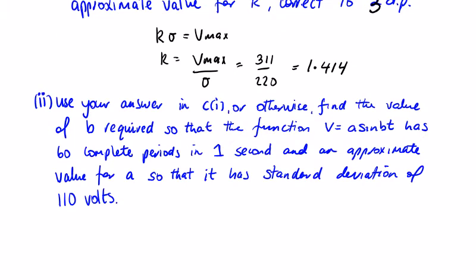Part 2, use your answer in C part 1 or otherwise find the value of b required so that the function v is equal to a sine bt has 60 complete periods in 1 second and an approximate value for a. Here's my a, which is going to give me the max and min value of the function so that it has standard deviation of 110.